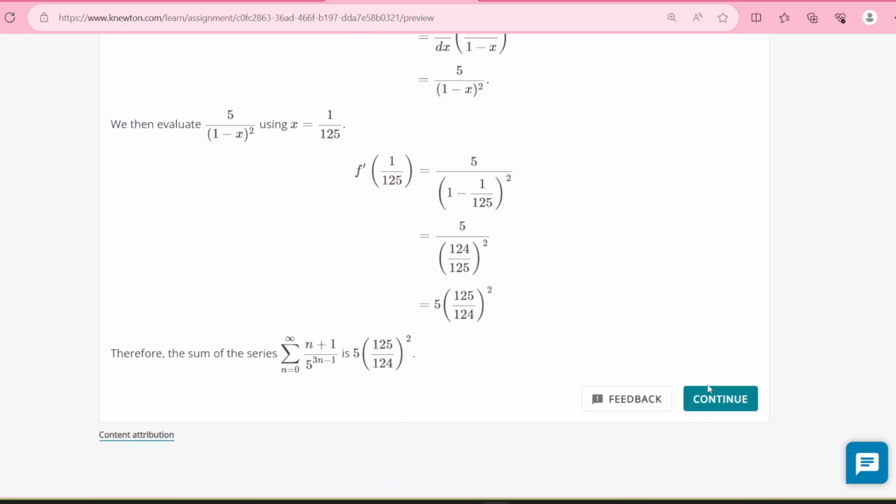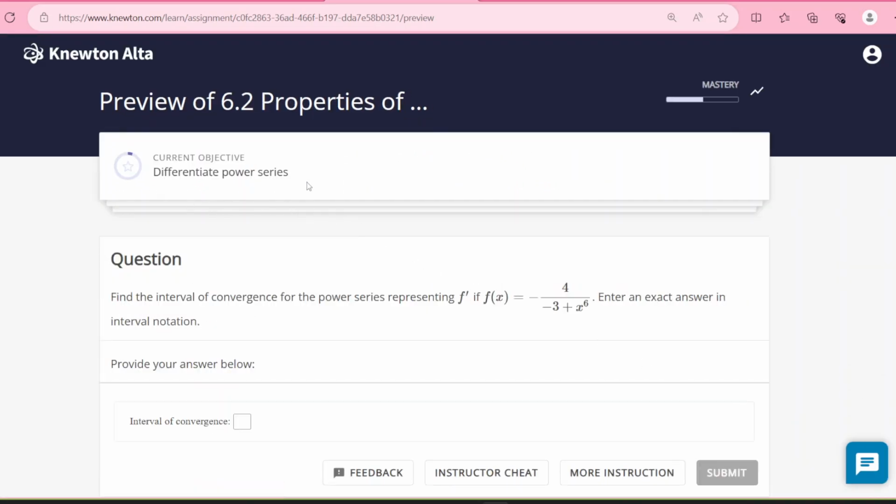All right, moving on. Another differentiate a power series. This is asking, find the interval of convergence for the power series representing f prime, if f is this. Remember, the interval of convergence for the derivative or the integral of a function will be the same in between the ends, but you have to check the ends as well. Differentiating or integrating may include the endpoints all of a sudden.